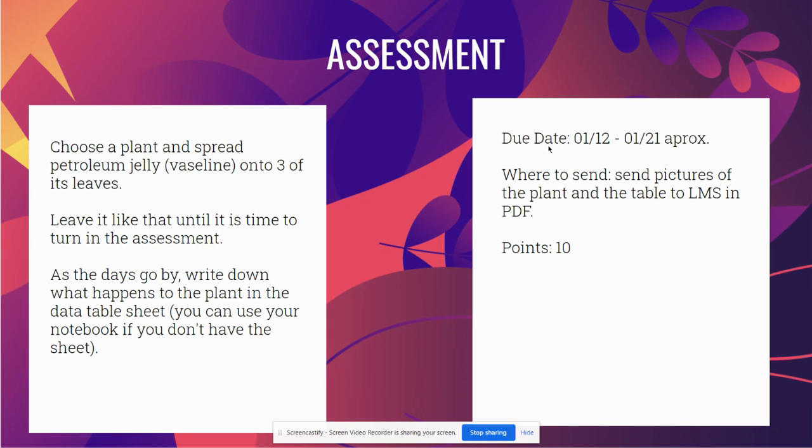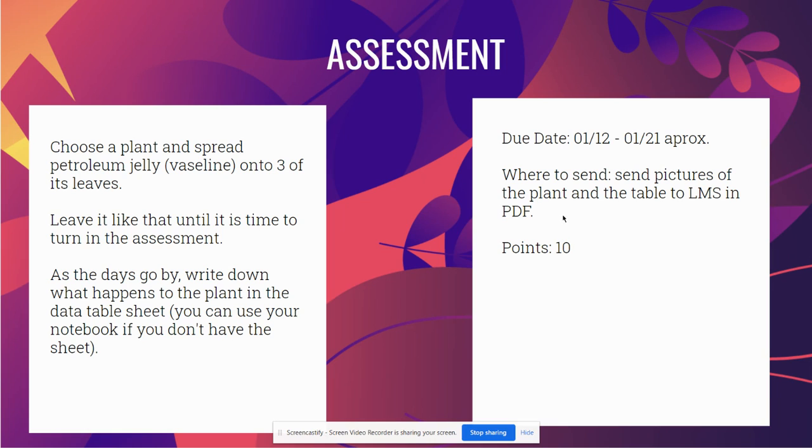Now, over here, you have the due date. The due date is going to be between the day that I give you the assessment and the 21st, approximately. It really depends. I'm going to be keeping an eye on this, and you're going to be writing down your observations as the days go by. When it is time to turn it in, you're going to send pictures of the plant and the table to LMS in PDF, and it's going to be worth 10 points.